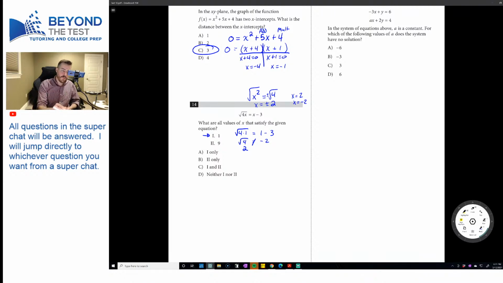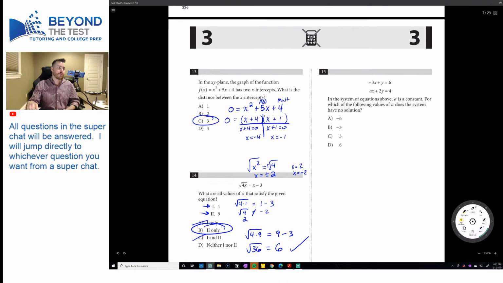All right, so that doesn't work. So anything with a 1 is out, which eliminates A and C here. Let's see if number 2 here, number 9, works. So we get the square root of 4 times 9. Does that equal 9 minus 3? Well, that would be the square root of 36. 9 minus 3 is 6 here. So the square root of 36 is just equal to 6, and that is true. So 9 works, which means it would just be choice B there.